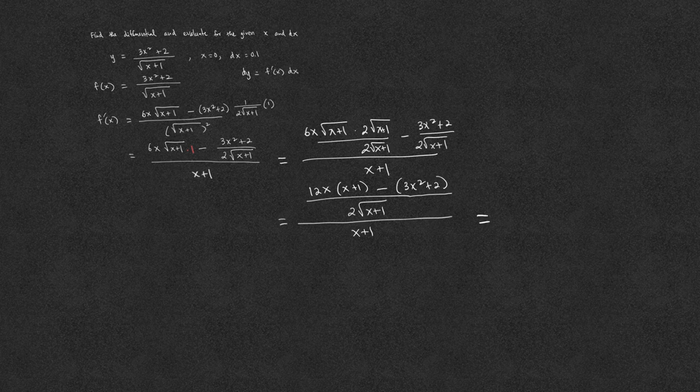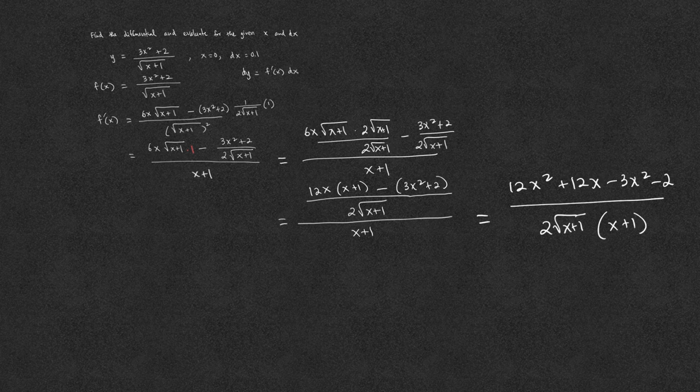This is 12x squared plus 12x minus 3x squared minus 2 over 2 root x plus 1, and then divided by x plus 1. This is f prime of x.